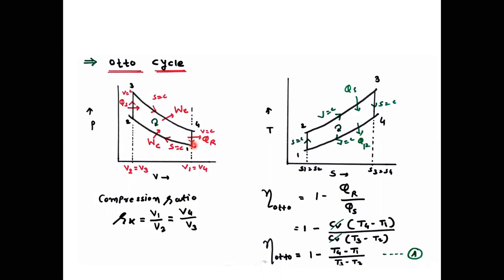4 to 1 is an isochoric process, that is why volume is constant and V1 is equal to V4. You can see here on the PV diagram. Okay. The same cycle is presented on the TS diagram.